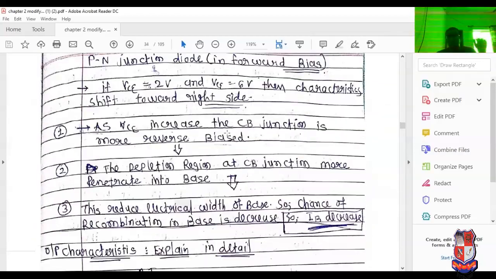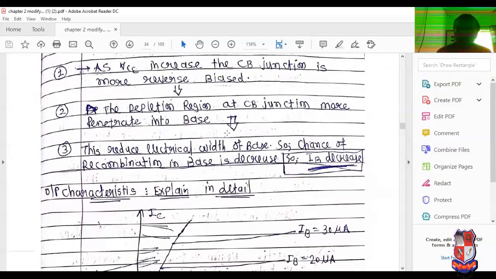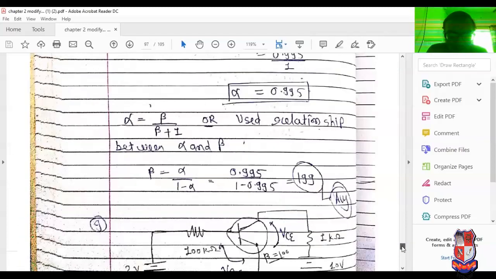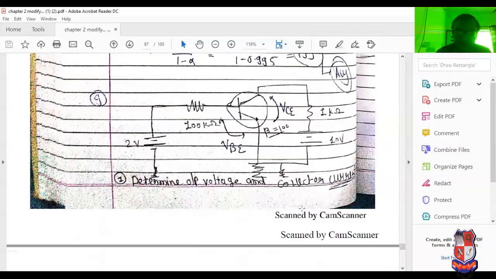So it is the input characteristics. And what is the input resistance? Delta VBE divided by delta IB. Delta VBE divided by delta IB, it is the input resistance. Now see this, we have discussed the example related to that.